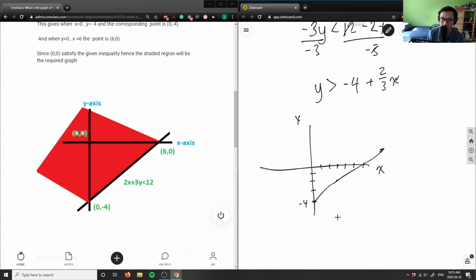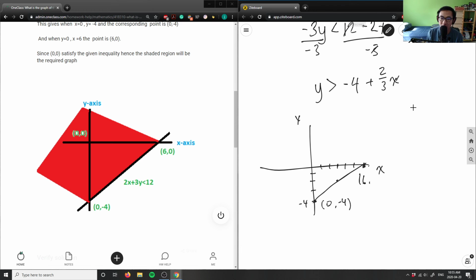So again, here I plugged in 0 and negative 4. Negative 4 is my y-intercept. My x-intercept here is 6 and 0. And this here is going to be my graph for the solution, right? So my graph here only extends to this plane, because it's an inequality, right? So it actually has a boundary between these two planes.